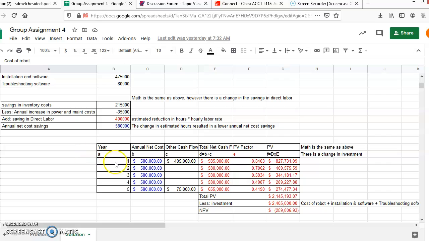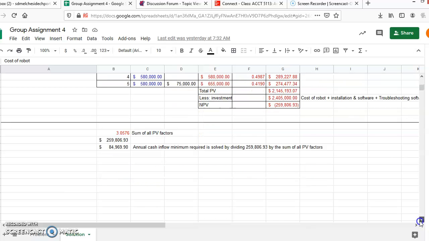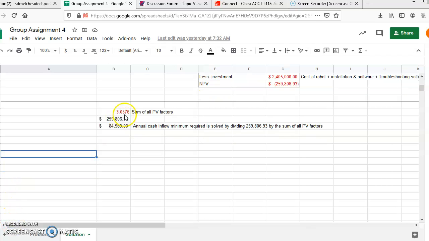Everything was the same here. So the cost of the robot plus installation and troubleshooting software gave us an NPV of $259,806.93. 3.05676 is the sum of all PV factors, and the figure is $259,806.93.